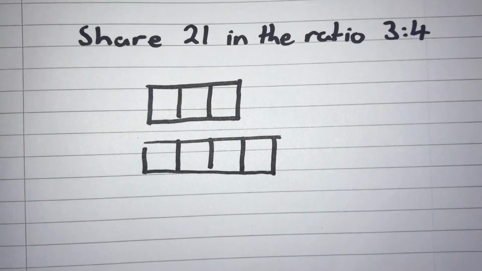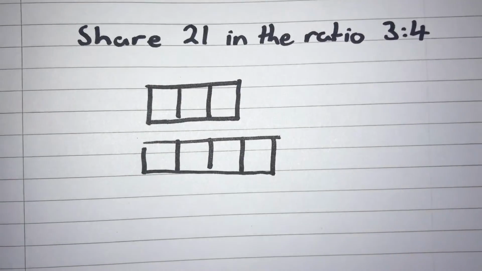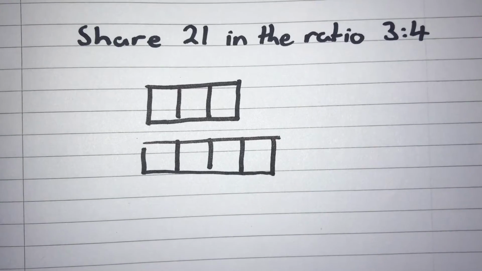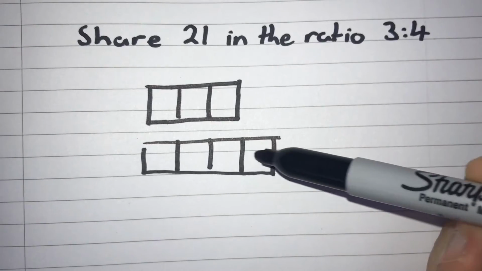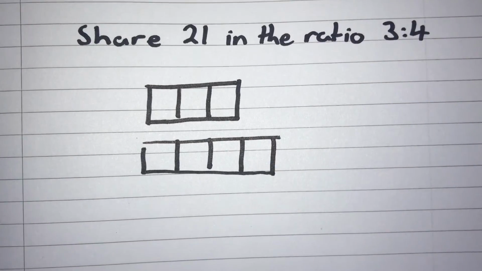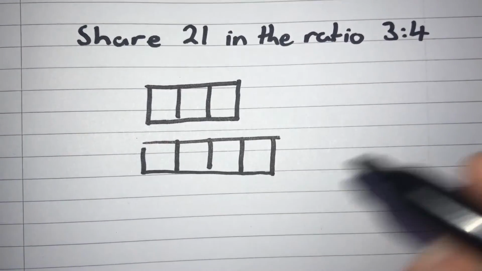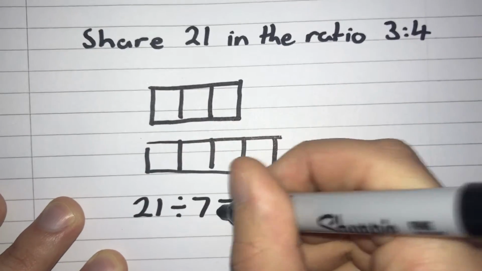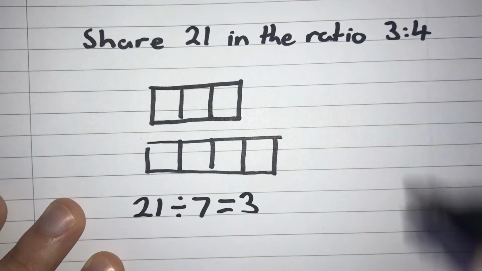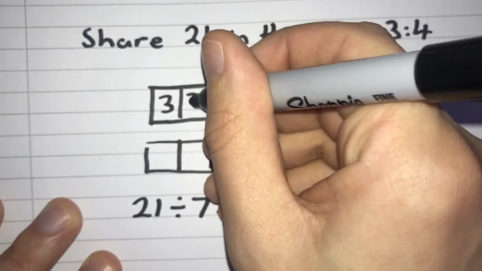And of course, each of these little boxes that we split it up into are going to be worth exactly the same amount. Now, how many of these boxes do we have? We have 1, 2, 3, 4, 5, 6, 7. So to work out what each of these little boxes is going to be worth, we need to do 21 divided by 7. And that's going to give us 3. So each of these boxes is going to be worth 3.